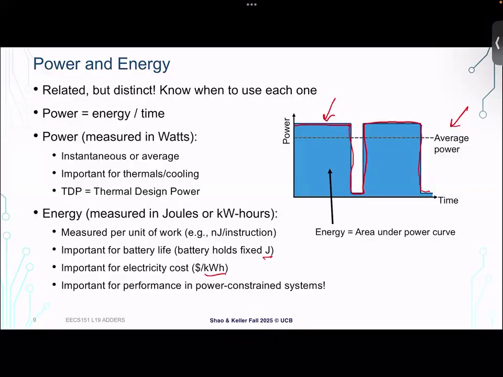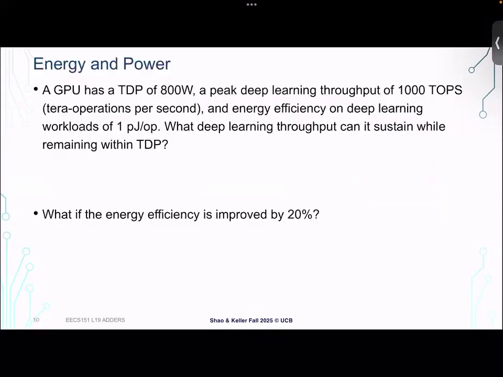And most importantly, as we'll see in a moment, energy turns out to directly translate into performance in a power constrained system. And so this is the main reason that starting about 20 years ago, people suddenly became super concerned with power and with energy, not just because of the power density reasons, but because you can't get more performance without improving your energy efficiency. Let me show you what I mean with an example.